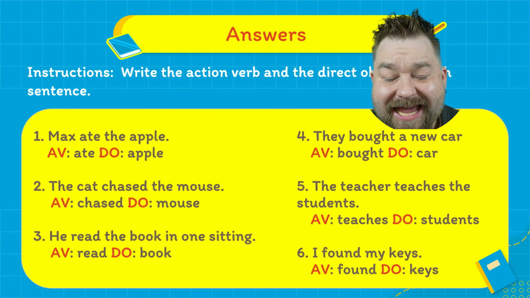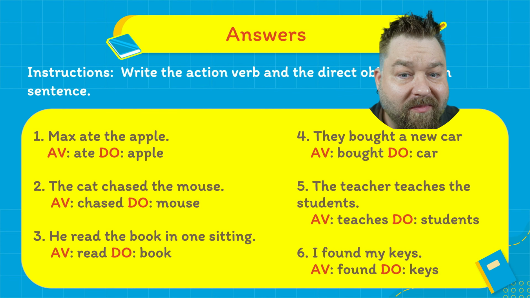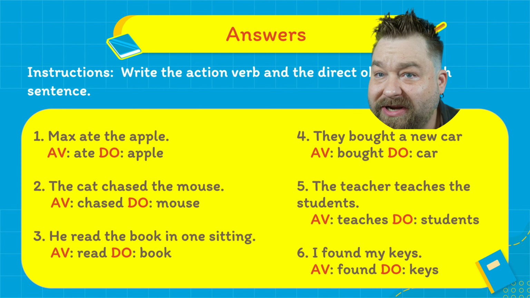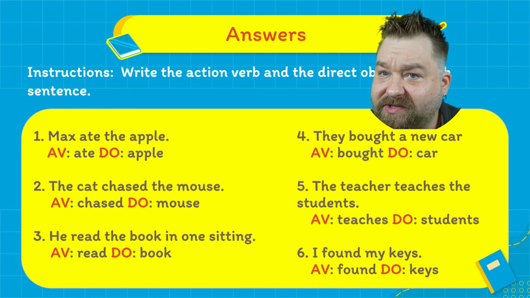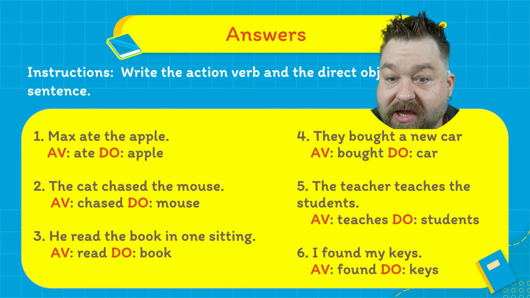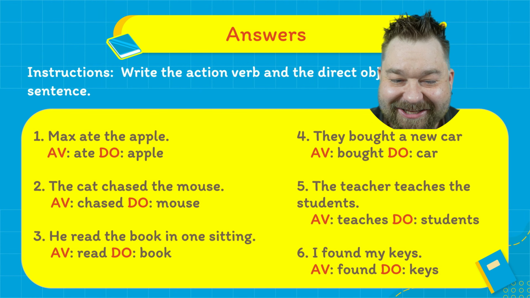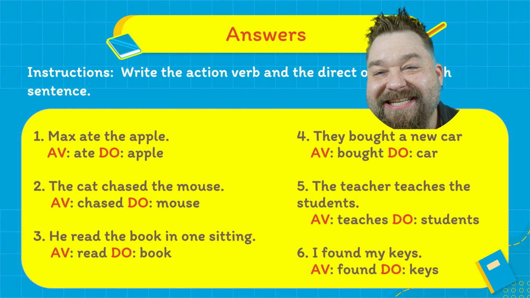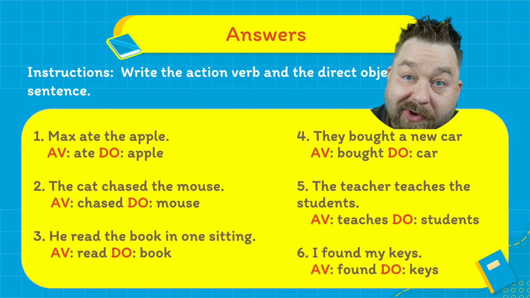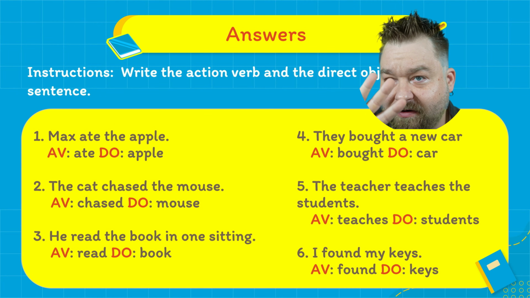Sentence number 1, Max ate the apple. What's our verb? Ate. And what is our direct object? Apple. What did he eat? He ate the apple. Number 2, the cat chased the mouse. What's our verb? Chased. Chased what? Mouse. Number 3, he read the book in one sitting. What did he do? He read. He read what? A book.